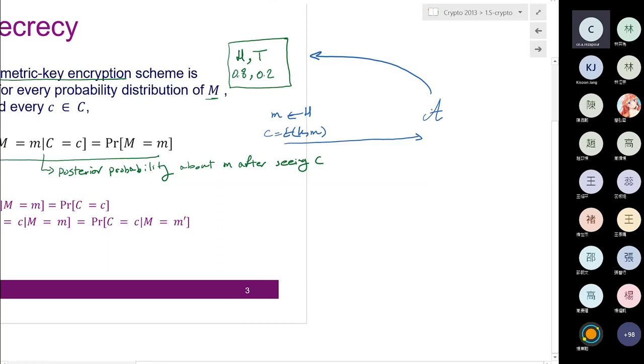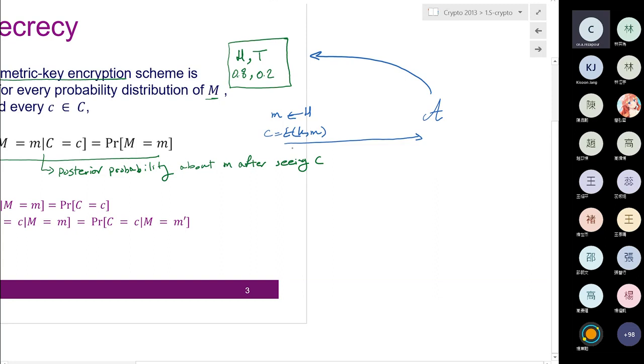But the best shot that the adversary has is to just look at this message space and say that, well, 80% of the time it is head. So if I just tell that the output is head, then I would win. Why would I have to check the C, that this C does not give me any extra information?